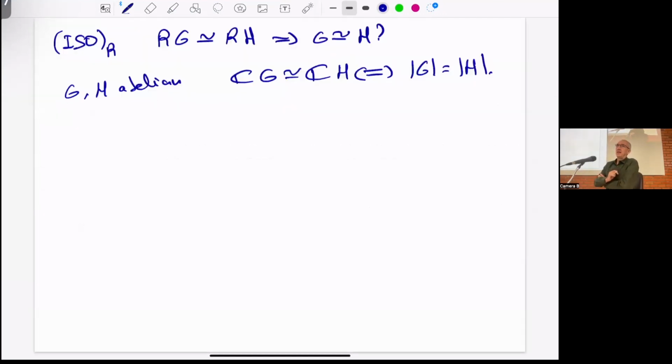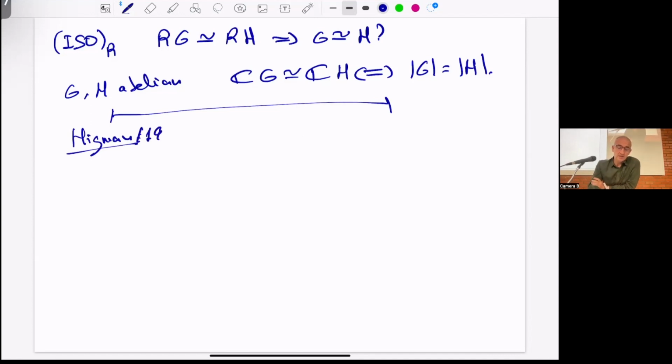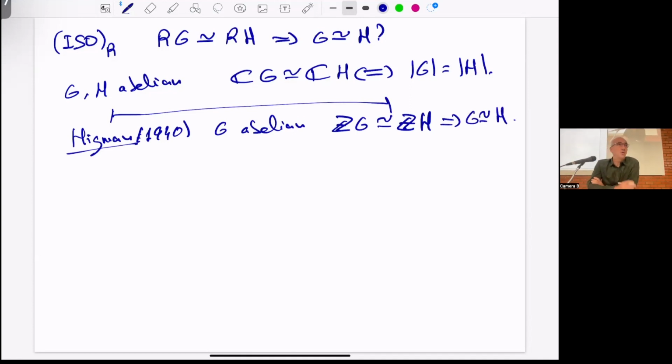Returning to my talk, already before this survey paper by Brauer, there is a first important positive result by Higman, who proved that if G is abelian and the integral group ring is isomorphic to the integral group ring of another group, then the groups are isomorphic. So this is a positive solution over the integers, and we have a negative solution over the complex numbers. Somehow the idea is that the bigger the coefficient ring, the more difficult it is to have a positive answer.